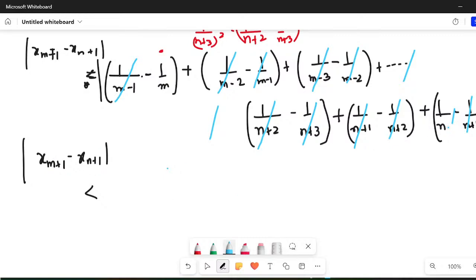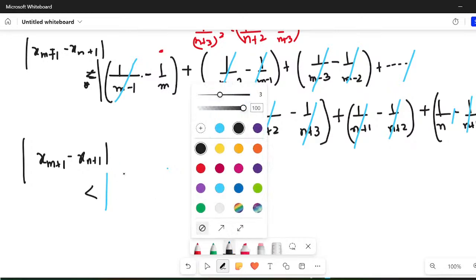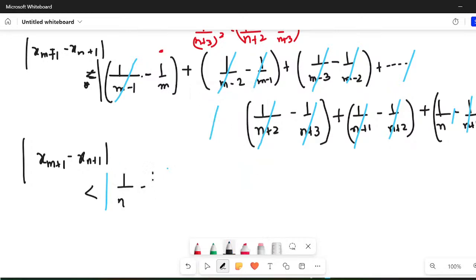Else you would have had here 1 upon n minus 1, and that I feel is out of symmetry. So I've taken this x_{m+1} minus x_n. Had it been x_m minus x_n, then you would have got 1 upon m minus 1 here, 1 upon n minus 1 here. So certainly you can make a judgment from here that this particular thing is 1 upon n minus 1 upon m.